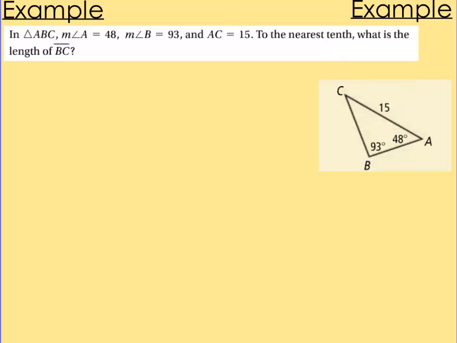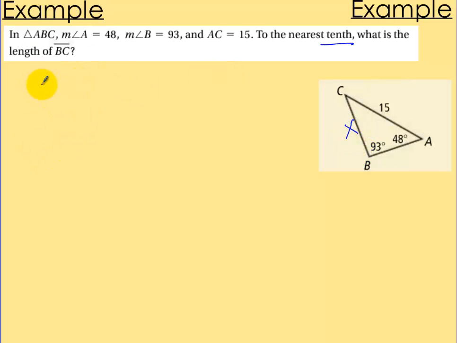All right, let's try some examples. So pause the video. All right, in triangle ABC, A is 48, B is 93, and AC is 15. To the nearest tenth, what is the length of BC? BC is this length here. I'm just going to call that X.